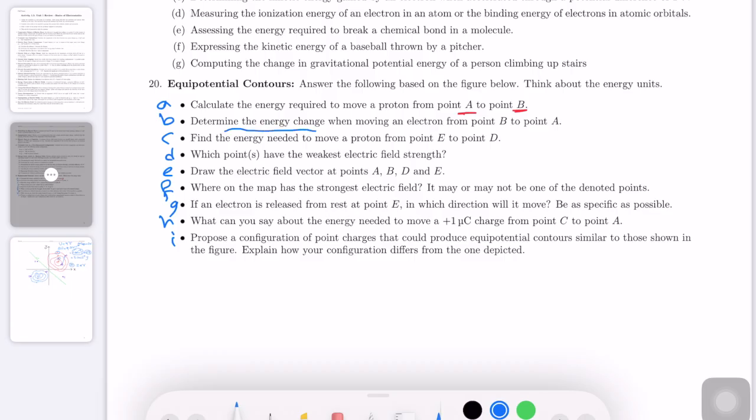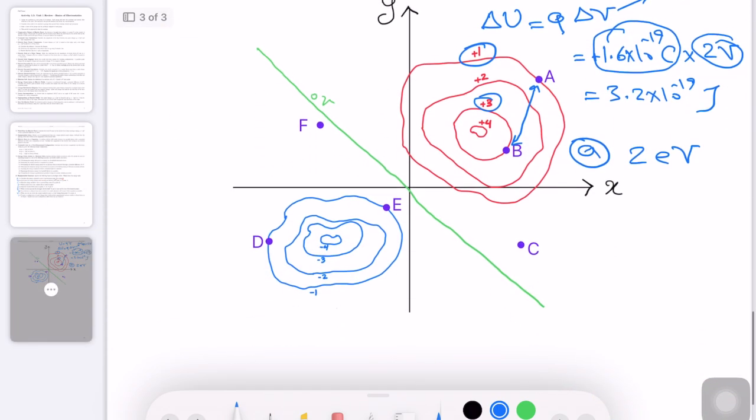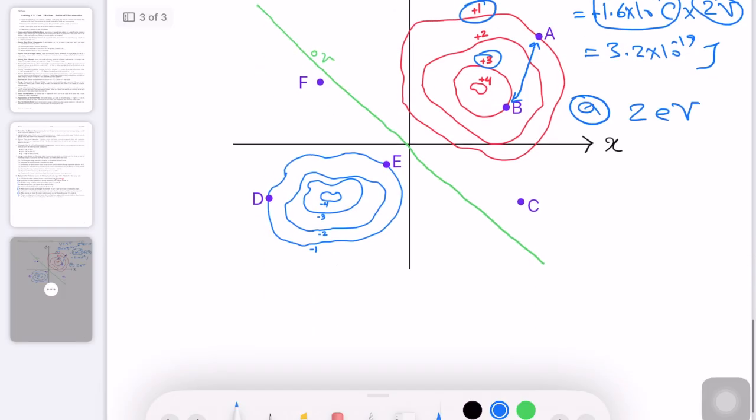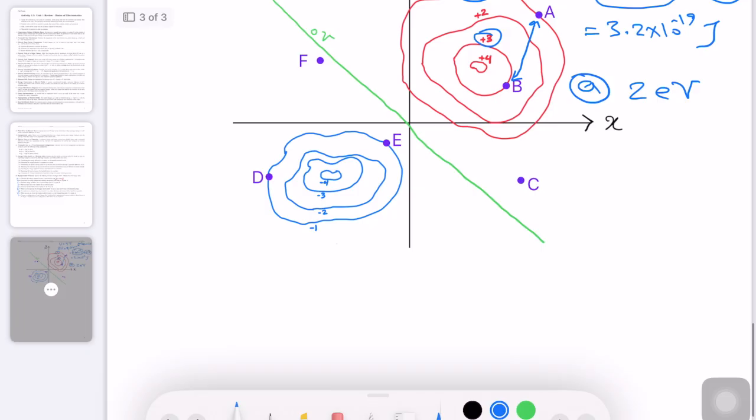The next part says, determine the energy change when moving an electron from point B to A. So it says the energy change. That means the potential energy of the electron. And note that this time we're going from B to A, not from A to B. Okay, so an electron is going from B to A. So what happens here is, let me write down, for part B, now we have an electron that's moving from B goes to A.